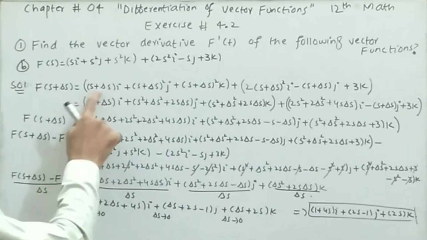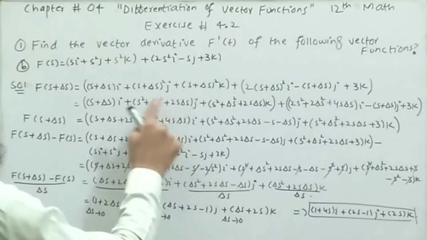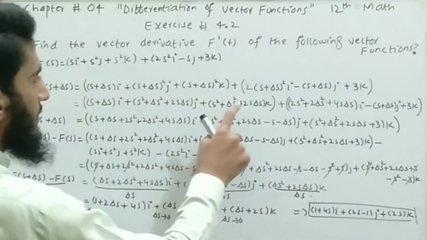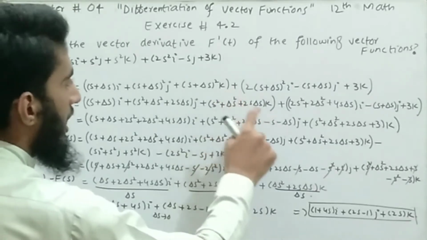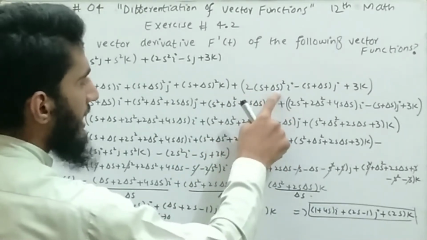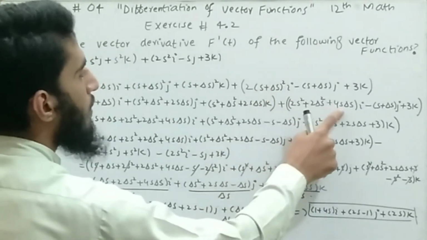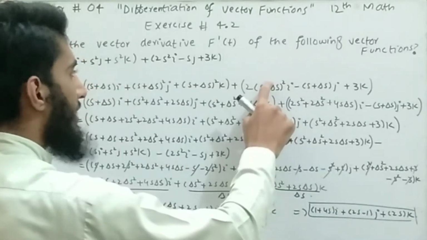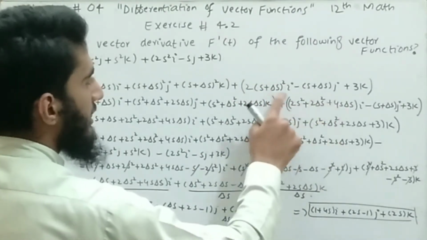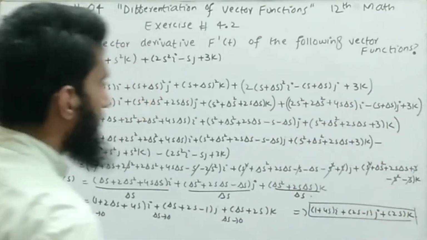Now by simplification, (s plus del s) i. Using the (a plus b) whole squared formula, it becomes s squared plus del s squared plus 2s del s, and using the same formula over here it becomes s squared plus del s squared plus 2s del s k. After this, multiply by 2: 2s squared plus 2 del s squared plus 4s del s into i. After this it becomes minus (s plus del s) j and plus 3k, this will come out as it is.